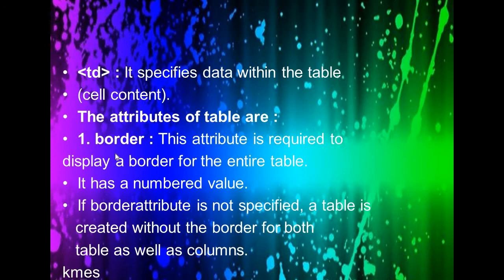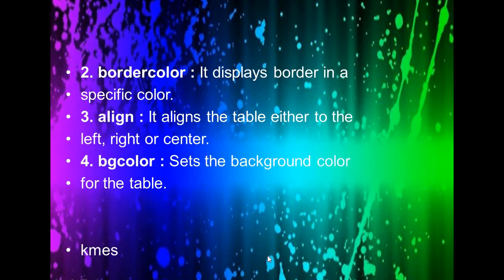Then the attributes of table. The first one is border. This attribute is required to display a border for the entire table. It has a numeric value. You can give the number 1, 2, 3, 4, 5, 6. If the border attribute is not specified, a table is created without a border for both the table as well as the columns.